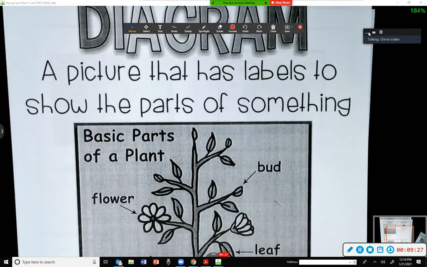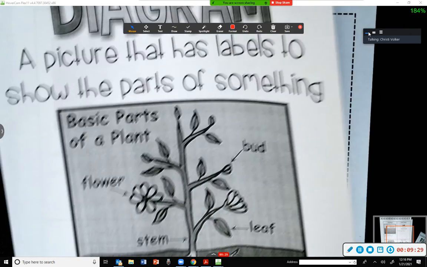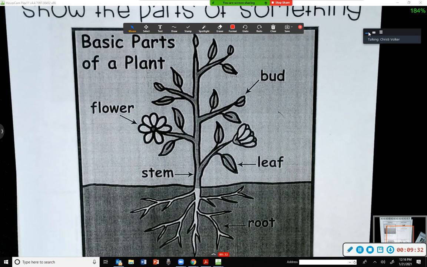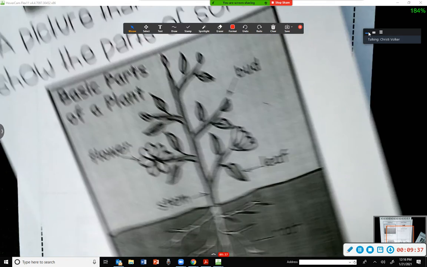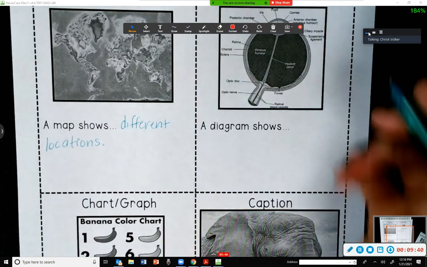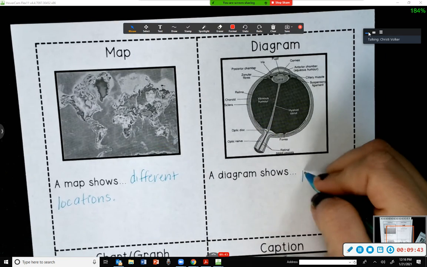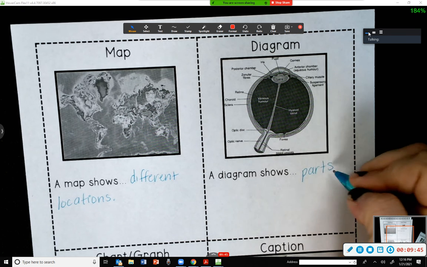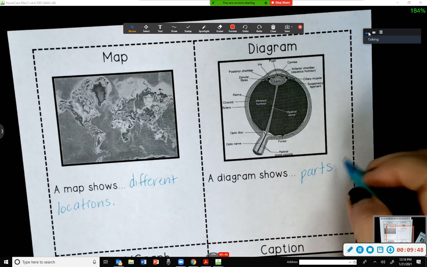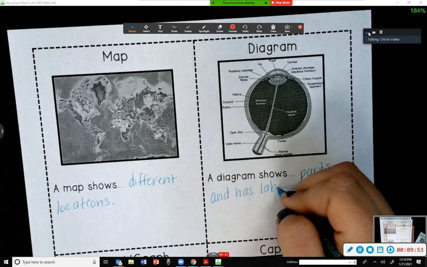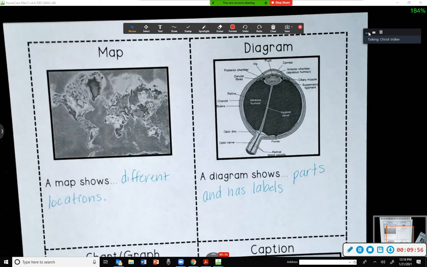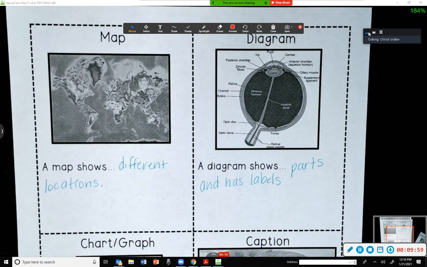Okay, so here's another example of a diagram, a bigger version. It's a picture that has labels to show the parts of something. So this is a diagram of a plant. Okay. So mainly you need to know that a diagram shows parts and has labels telling what each part is. Okay? A diagram shows parts and has labels.